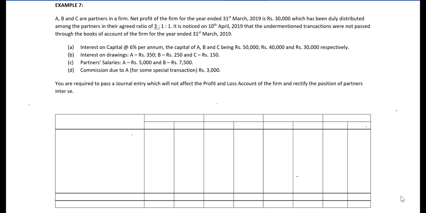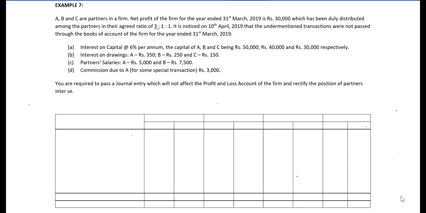So we can understand from the problem that the errors that have been made are that interest on capital at 6% per annum has not been provided. Interest on drawings has not been charged. Partner's salary for A and B has not been allowed. And partner's commission to A, rupees 3,000, has also not been allowed. So our approach to the problem should be to allow the interest on capital, charge interest on drawings, and allow the partner's salary and the partner's commission.